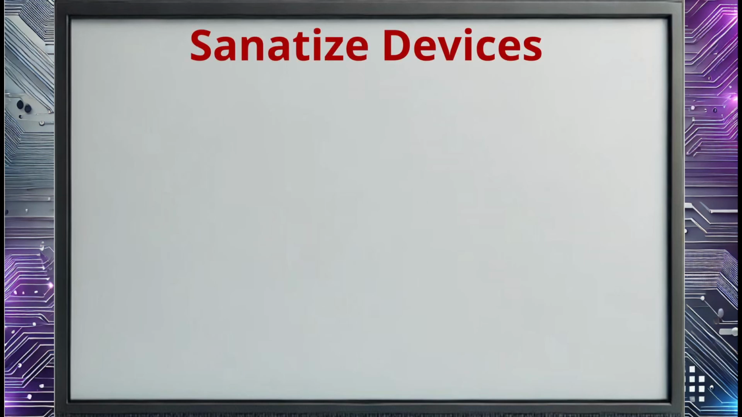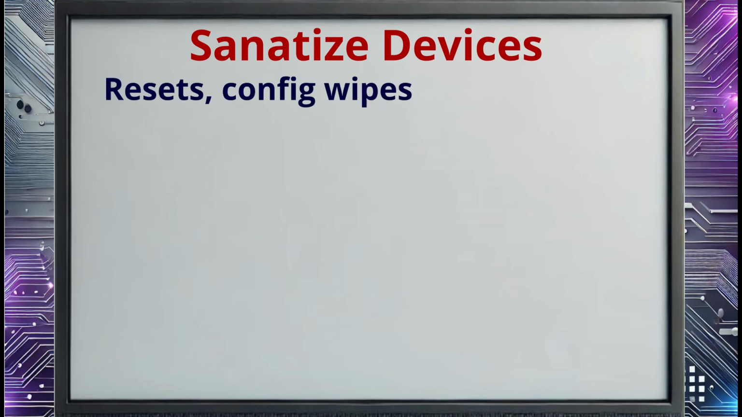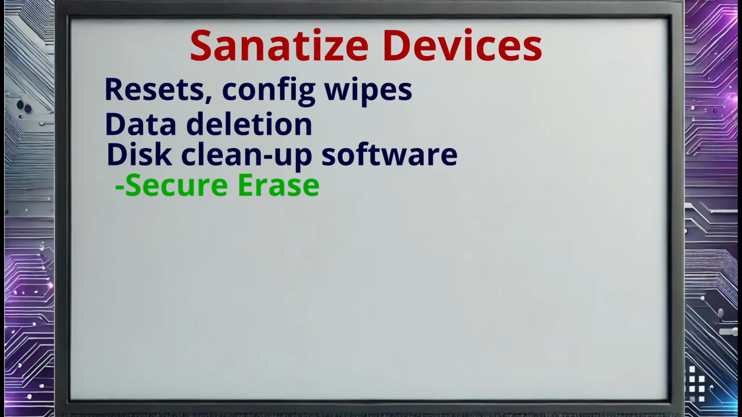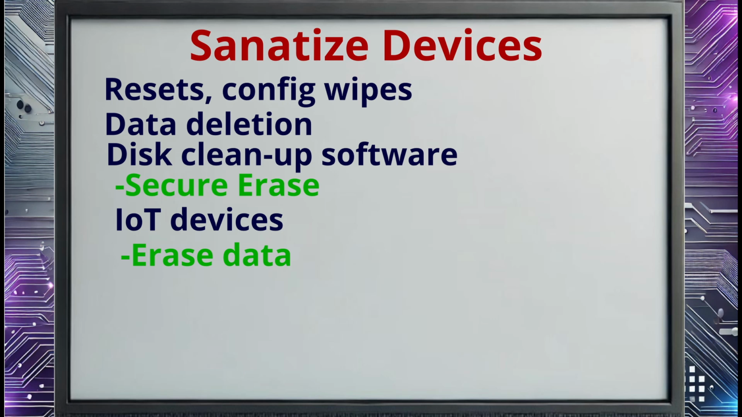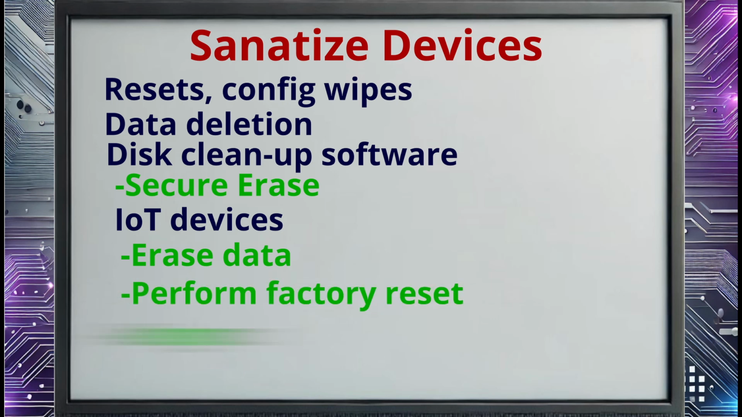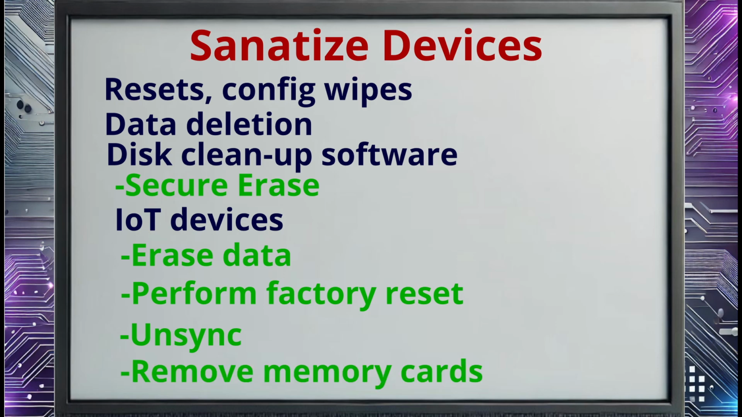It's also possible to take steps to sanitize your devices to reuse or sell later. You do this by implementing factory resets or configuration wipes. If you want to make sure that all data is deleted, use disk cleanup software like Secure Erase, which uses a set of commands to overwrite all data on a hard drive. Overwriting works by writing new binary code in the place of the existing data. You can use disk wiping to delete information from flash drives, secure digital cards, and hard drives. You can also clear any IoT device on your network by erasing old data, performing a factory reset, unsyncing from other devices, or removing memory cards.